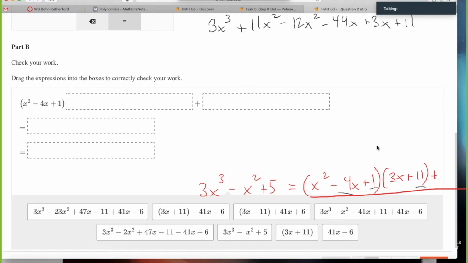Wasn't it that one? I accidentally deleted it. Sorry, guys. I think that was the right one. We'll see. Plus 41x minus 6. So then you're just going to start combining like terms. So we've got our 3x cubed, and we've got a minus x squared, and that's it. So that's going to be plus a minus 1.